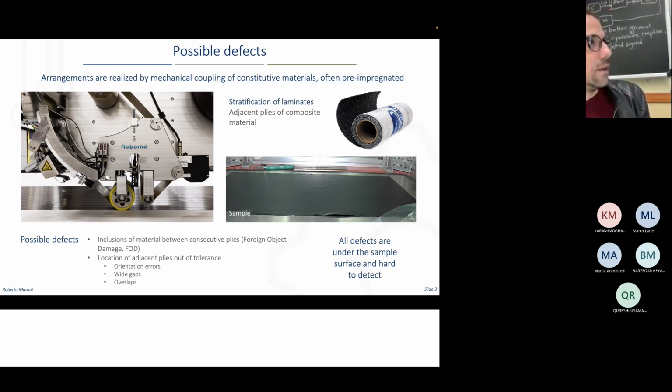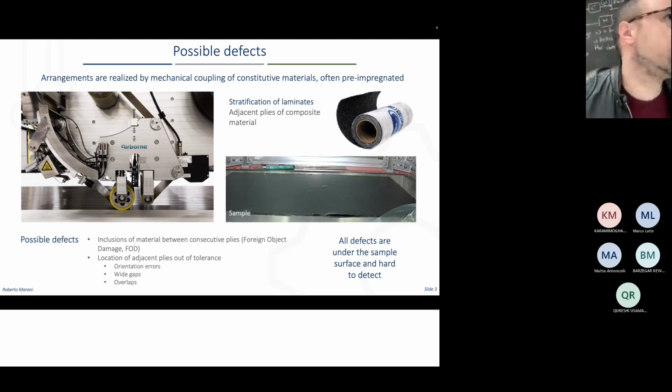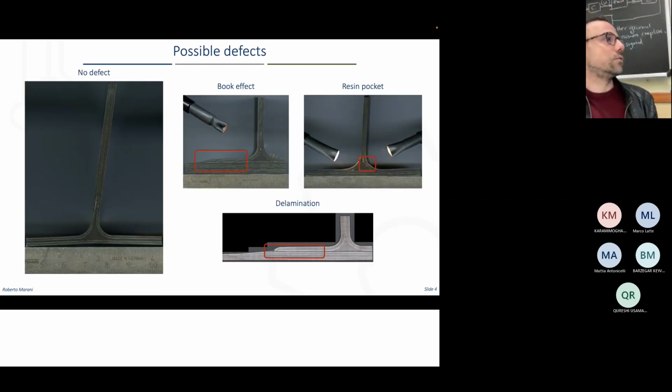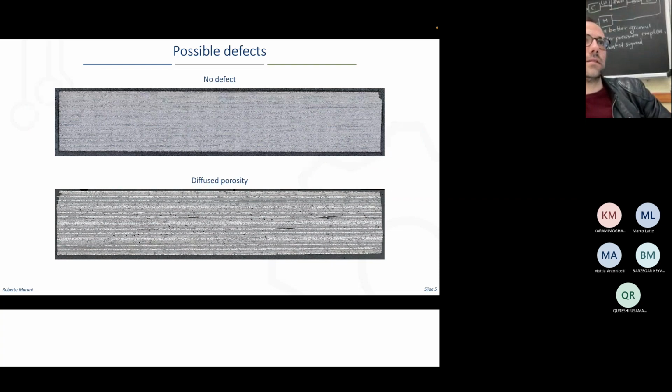Inclusions of materials, different orientation errors between two stratifications of the tape that is typically used for making panels, or gaps that are wider than a specific tolerance, and something like this. So the problem is that at the end of the production, after the polymerization, all the defects are inside the sample and are very hard to detect. These are some examples with a T-joint, and book effect, resin pocket, delaminations, or differences in the expected porosity of the whole bulk material.